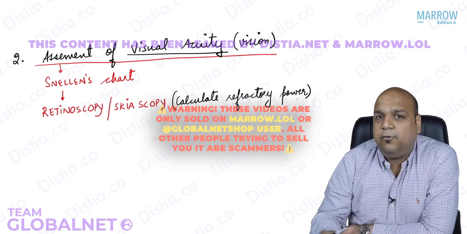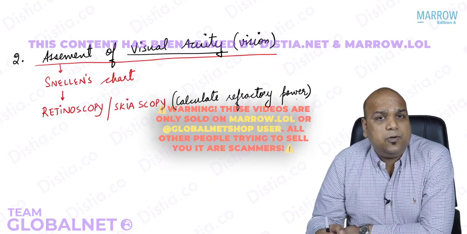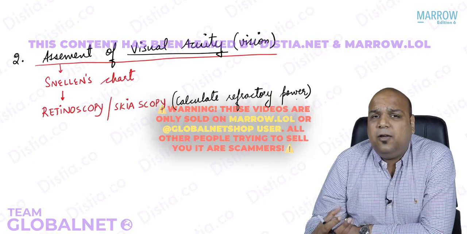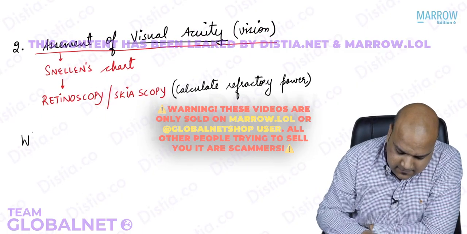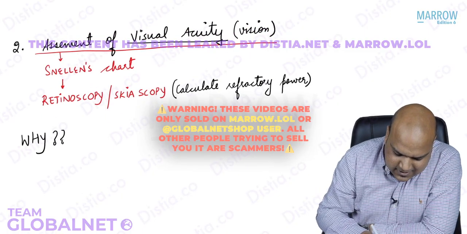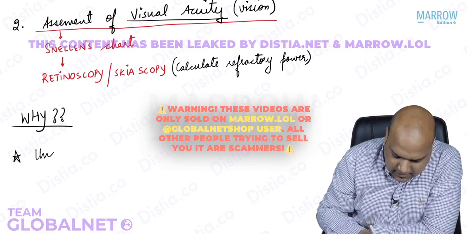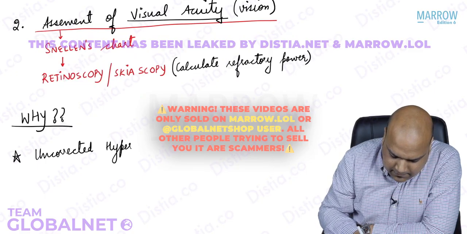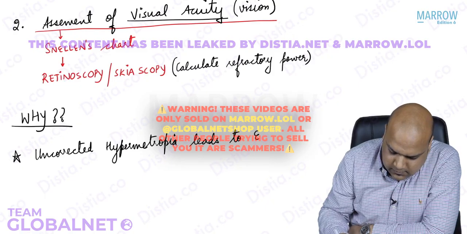Okay, everybody, basic information. Now I am doing retinoscopy, I am doing Snellen's chart test in a case of squint. The question comes why? Why am I doing this, everybody? If I want to answer this question, everybody, I will write one statement. Uncorrected hypermetropia leads to esotropia.